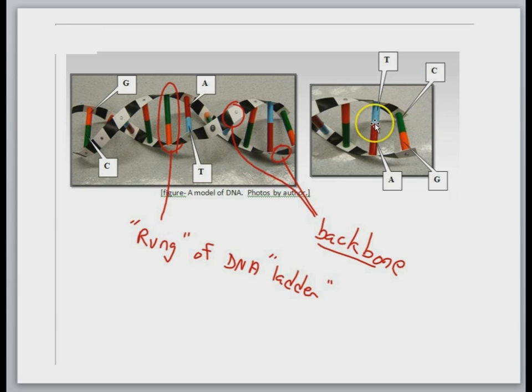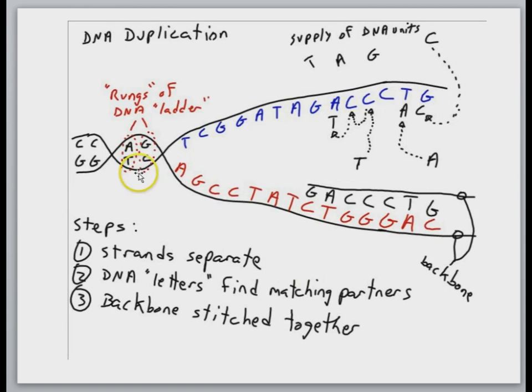So the T is weakly bonded to A, which means it can separate right here at this center location. Same with the G and the C. And that's going to be key to how this molecule is going to be duplicated. The first step in duplicating DNA then is that the two strands of DNA separate.